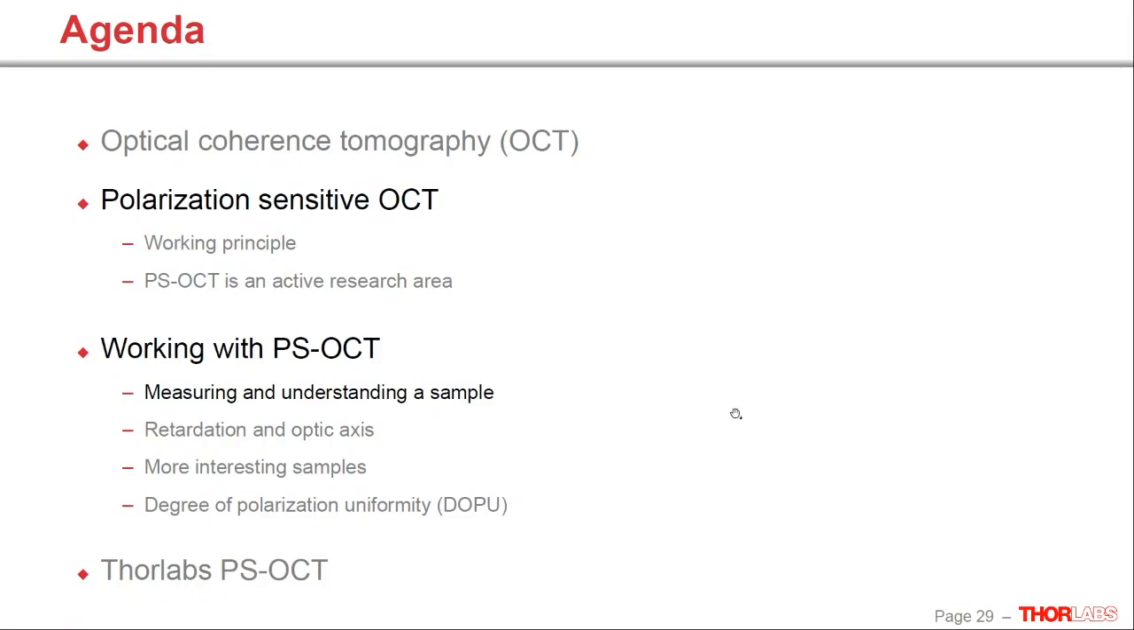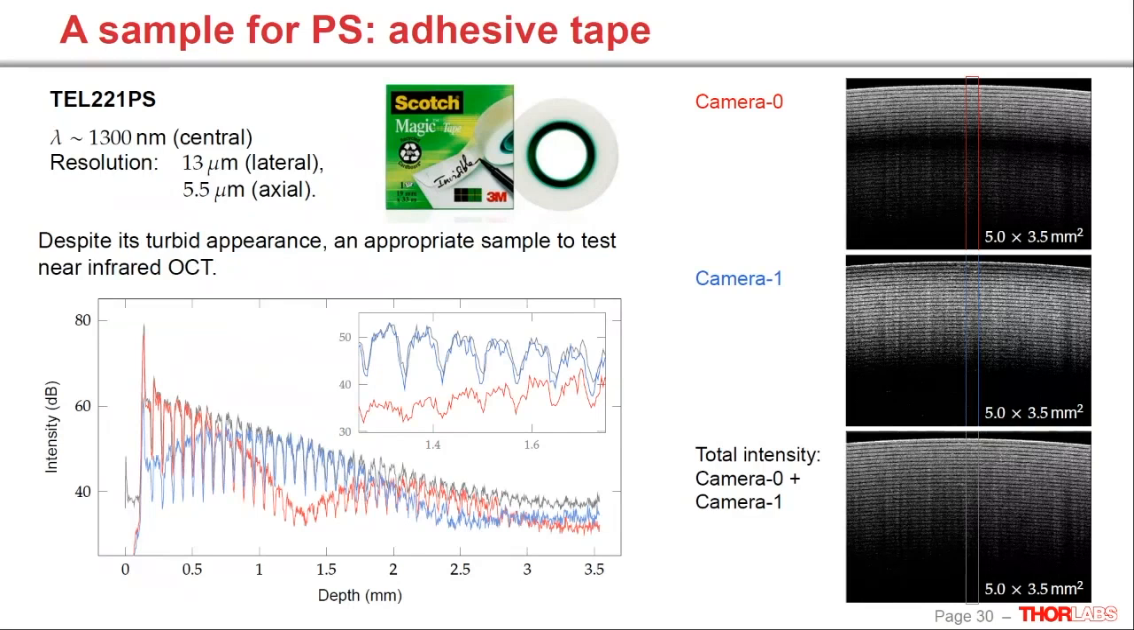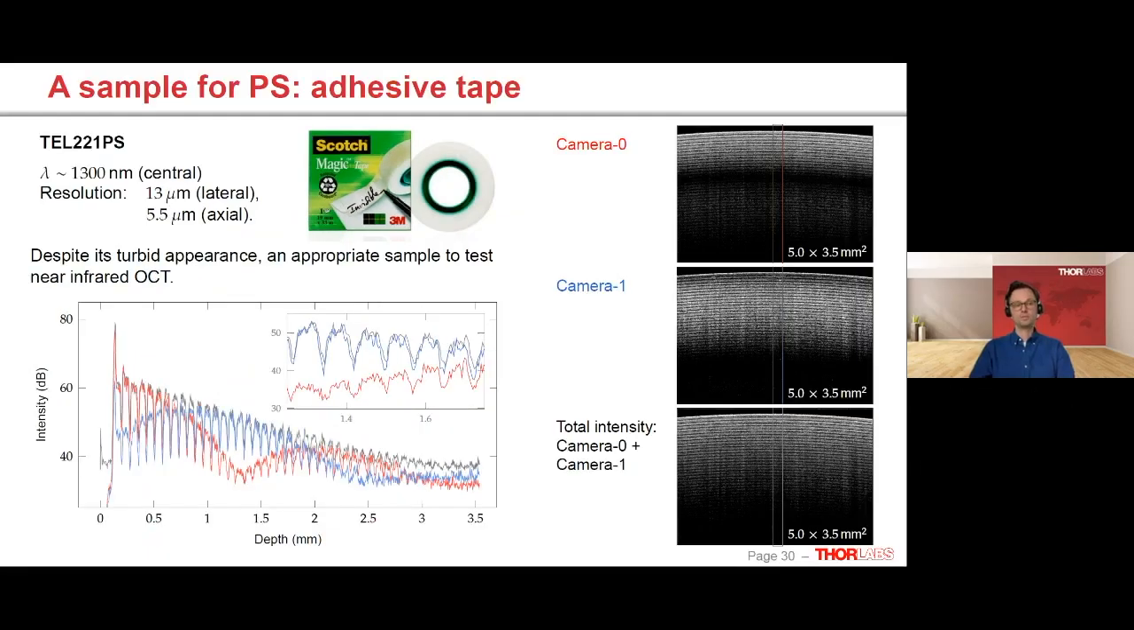Yeah, thanks, Pablo. So let's have a look again at our Scotch tape, but now with the PS system. So we're using in this case also a Telesto, but the PS version of that. So it runs at the same central wavelength, 1300 nanometers, and has the same lateral and axial resolution. But now we have two individual detectors, and we can generate OCT images from both of them. And we call them camera 0 and camera 1. And the cross-sectional image of the Scotch tape looks quite similar compared to the standard system.